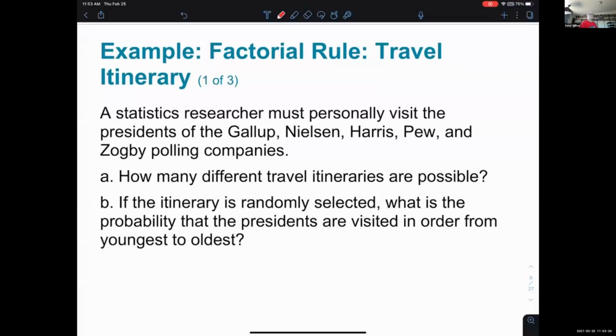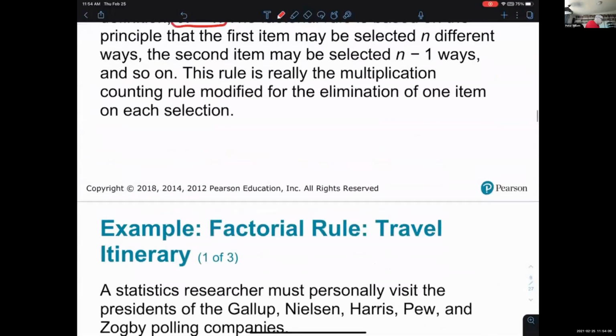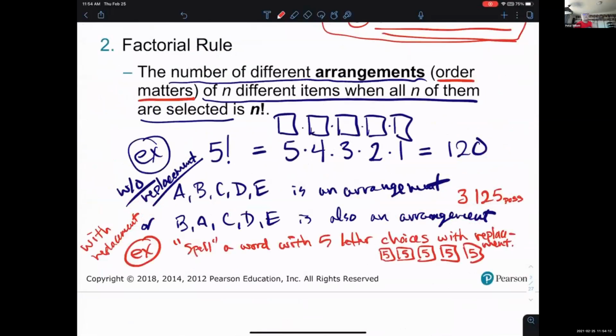A statistics researcher must personally visit the presidents of the Gallup, Nielsen, Harris, Pew, and Zogby polling companies. How many different travel itineraries are possible? So right away, notice that this is sort of a real world description of something and a goal. And right away, people may lose sight of everything we just discussed. The fact that they're putting in actual places and a goal of visiting people makes it look a lot more complicated for most folks than just picking letters out of a bag or thinking of things like that.